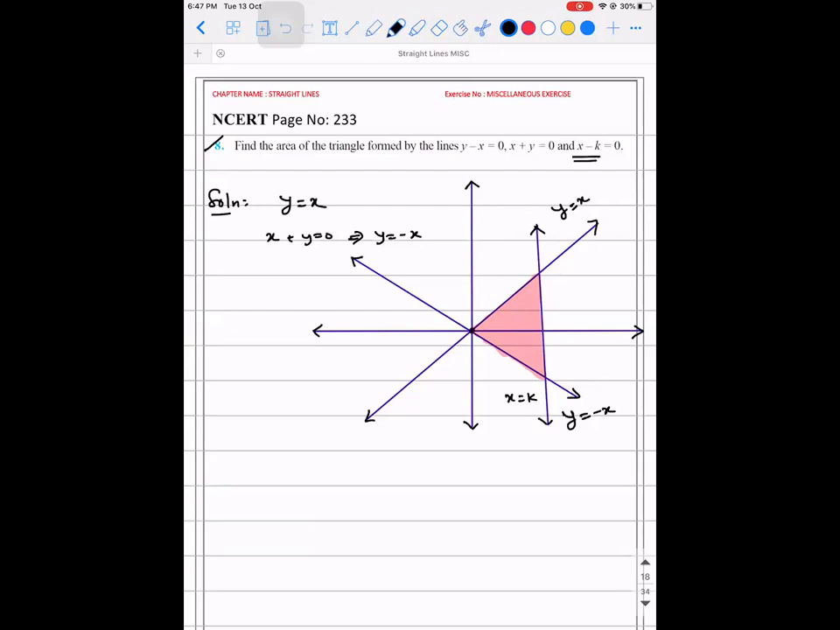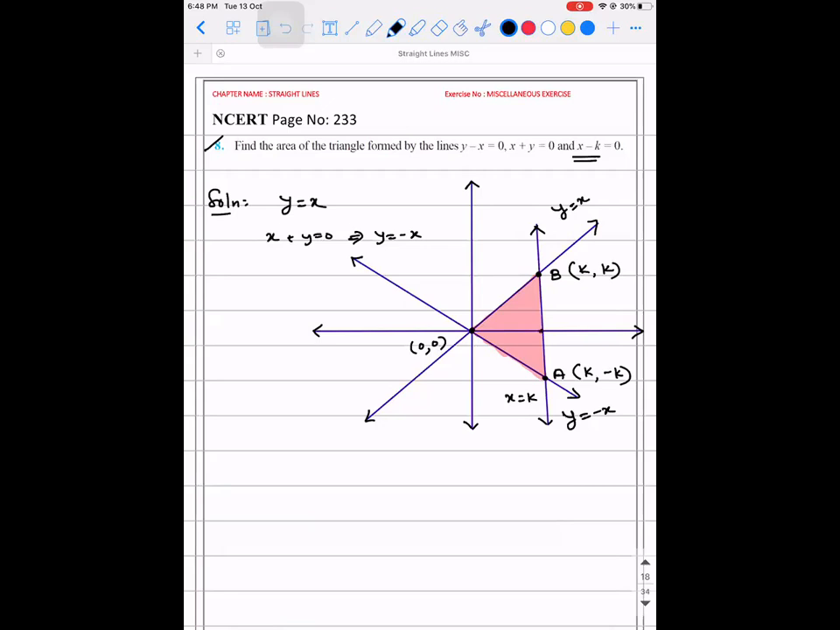Sometimes you need to think in terms of half into base into height. That will solve your problem easily. Guys, tell me, what is point A and point B? So point B is the intersection of which two lines? y is equal to x. So what will point B be? It will be x is k, y will also be k. Accepted? Yes. So what about A? It will be k comma minus k.